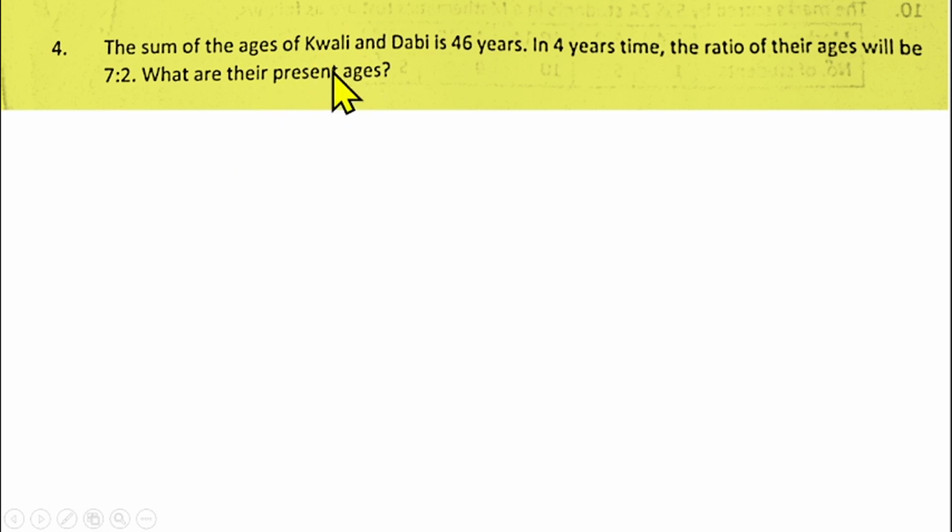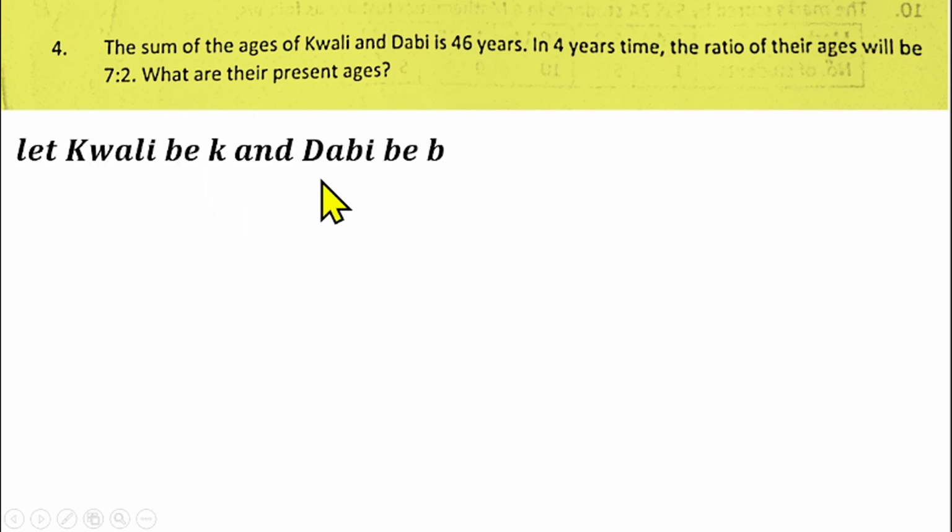So let's use K to represent Kwali, and D to represent Dabi here. So K represents the age of Kwali, and D represents the age of Dabi. The sum of their ages is 46 years. So that gives us equation 1: K plus D equals 46. Then in 4 years' time, can you tell me what will be the age of Kwali in 4 years' time? That should be K plus 4.